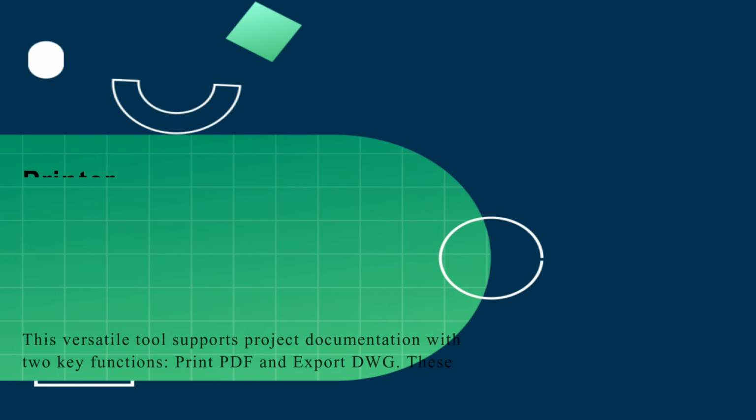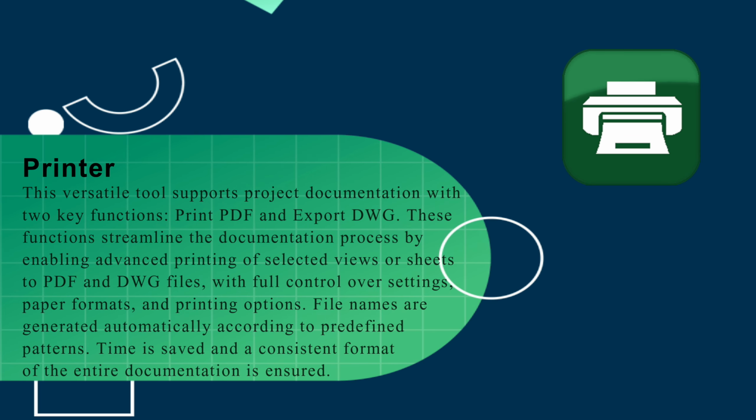Printer. This versatile tool supports project documentation with two key functions: print PDF and export DWG. These functions streamline the documentation process by enabling advanced printing of selected views or sheets to PDF and DWG files, with full control over settings, paper formats, and printing options. File names are generated automatically according to predefined patterns. Time is saved, and a consistent format of the entire documentation is ensured.